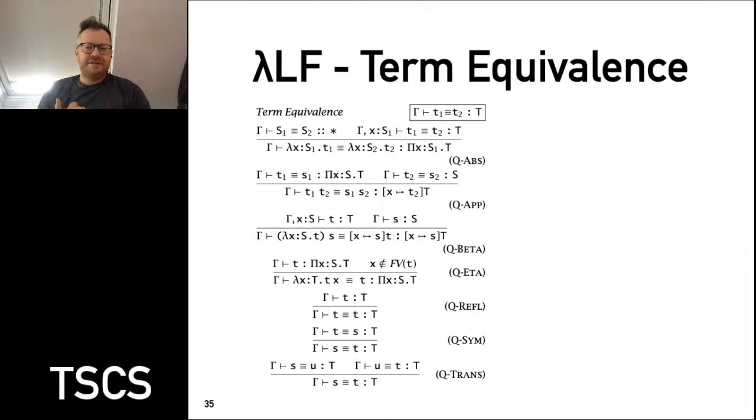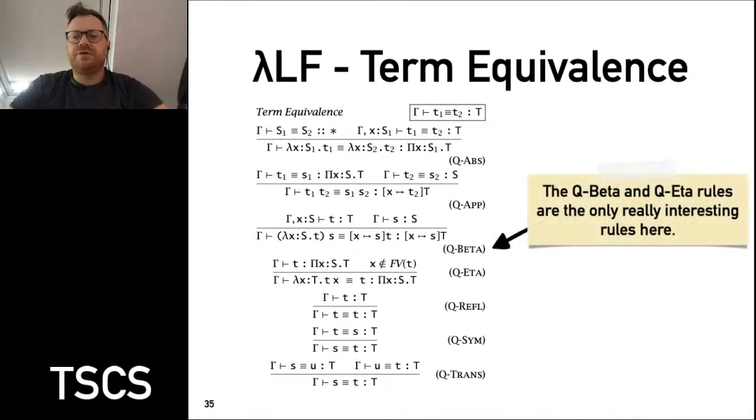And that gives us two new rules called Q beta and Q eta. Q beta and Q eta are the only interesting rules here. The other ones we've seen already in one form or another. So let's look at the beta rule first.